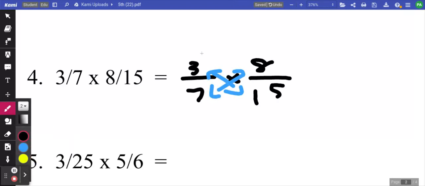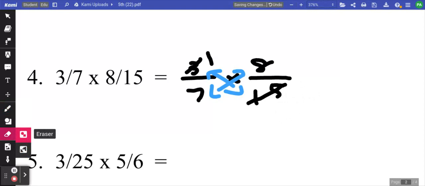Okay, so let's start with 7 and 8. Well, 7 and 8 don't have any common factors, so we can't do anything, so we're not going to touch it. However, for 3 and 15, they do have a common factor of 3. So we're going to divide 3 and 15 by 3. 3 divided by 3, you get 1. 15 divided by 3, you get 5.